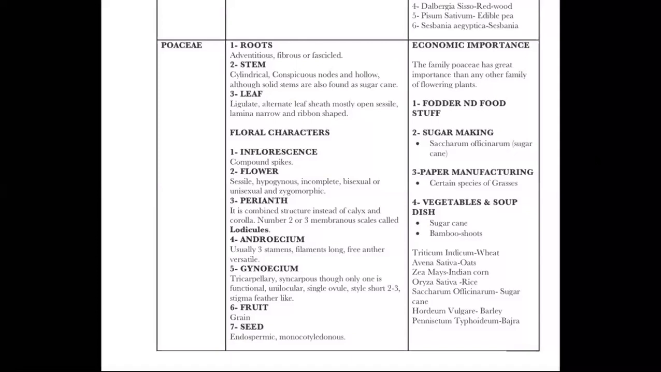Androecium is usually 3 stamens. Gynoecium is tricarpellary, that means 3 carpels. Syncarpous, combined together. Okay. Stigma is feather-like. Fruit is the grain. It is an endospermic monocot fruit, okay.